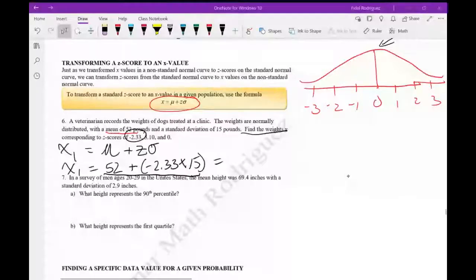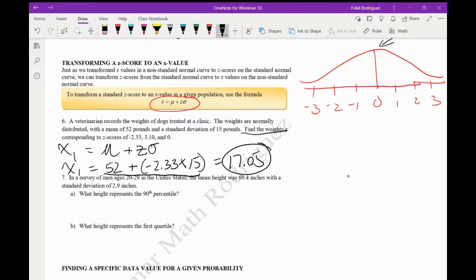Let me stop sharing here and come back to my page. We came up with 17.05. So guys, I want you to think about this for a second. Look what it told me here. It said that the average weight of these dogs was 52 pounds. Was this particular dog above the average or below the average? Anyone know?